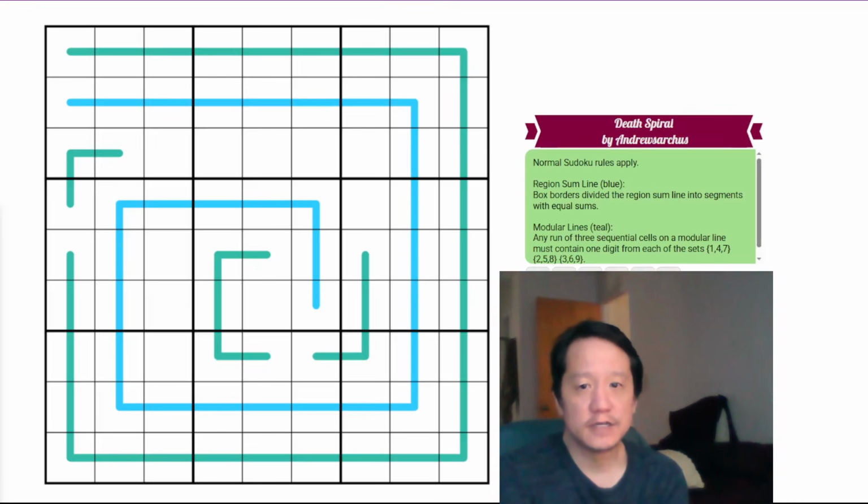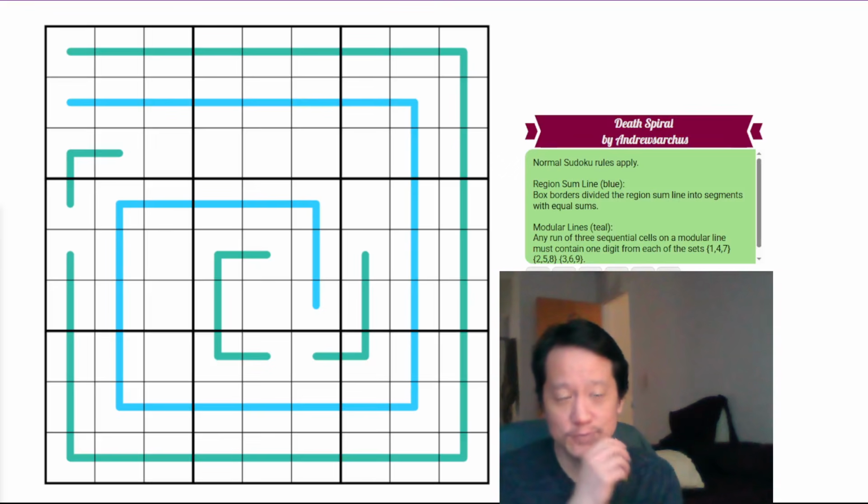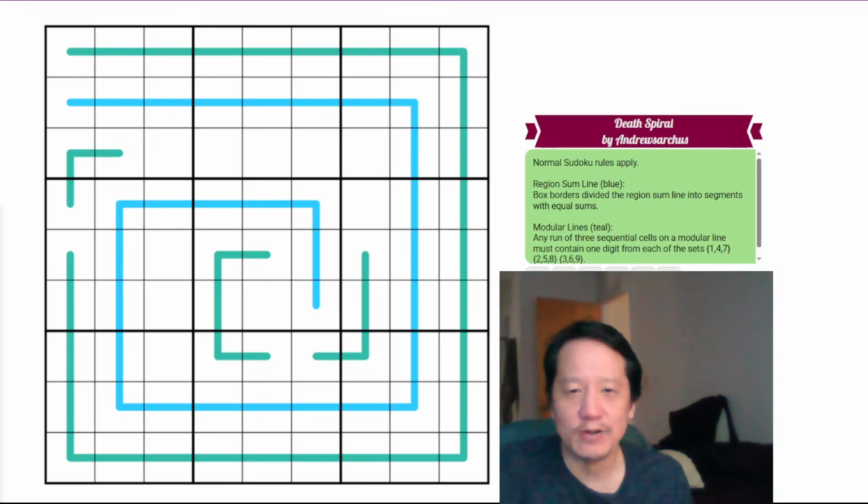And this is today's very hard puzzle. It's called Death Spiral by Andrew Sarkis. And hopefully we don't get into a death spiral of our own trying to solve this puzzle. Anyways, let's get to the rules.